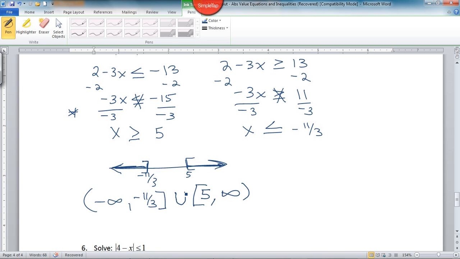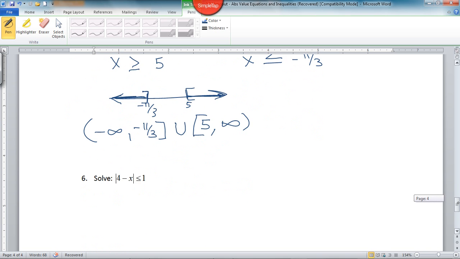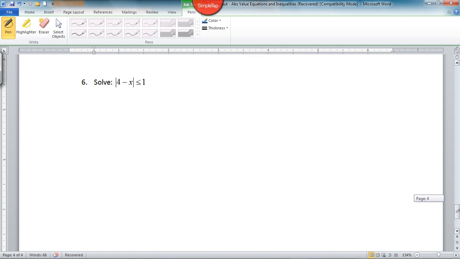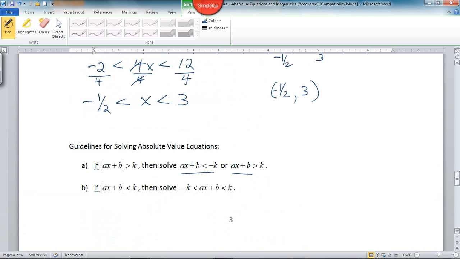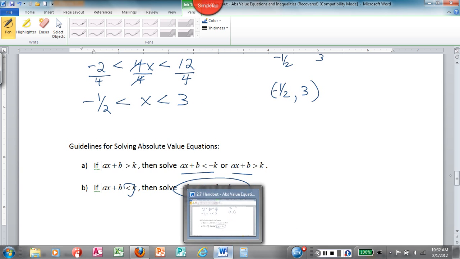All right? Last but not least, the absolute value of 4 minus x is less than or equal to 1. All right, so we've got a less than absolute value inequality. What do we do there? Well, we think back to our guidelines here. A less than inequality, well, that's this scenario here, isn't it? I've got the absolute value less than. So what do we do? Well, we set up the three-part. That's when we go to the three-parter.